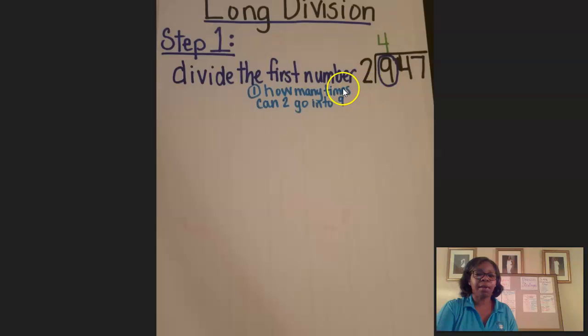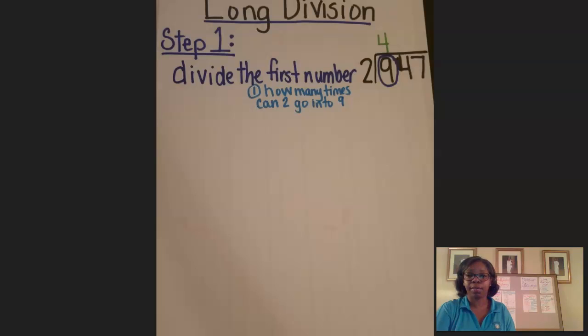All right, the first step is to divide the first number. We're going to see how many times 2 can go into 9. Just into 9, not 947, only into 9. How many times can 2 go into 9? The best way to think about this is to think about the multiples of 2. You think about your 2 times tables. 2 times 1 is 2. 2 times 2 is 4.